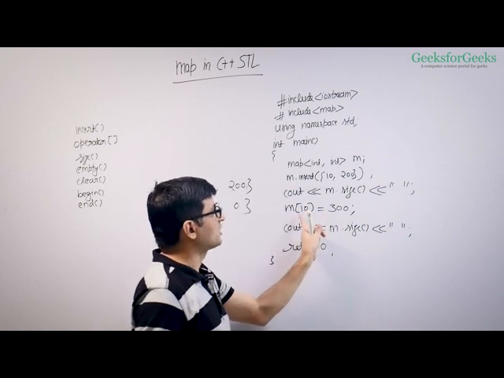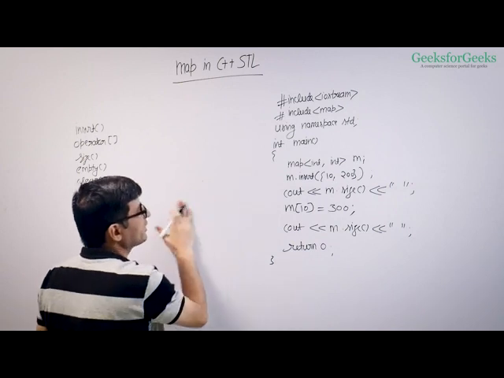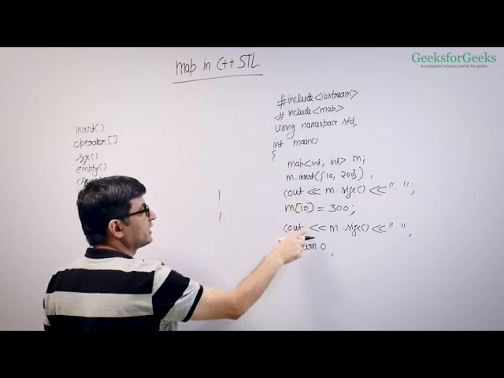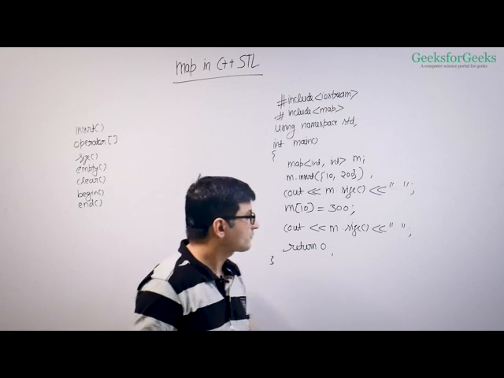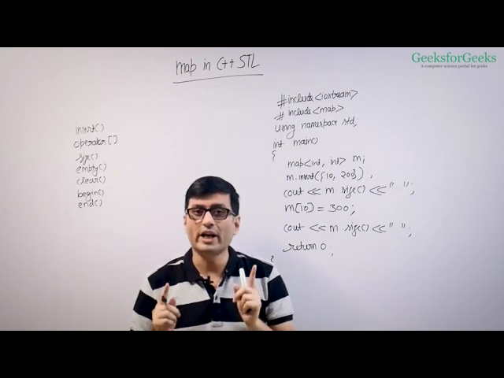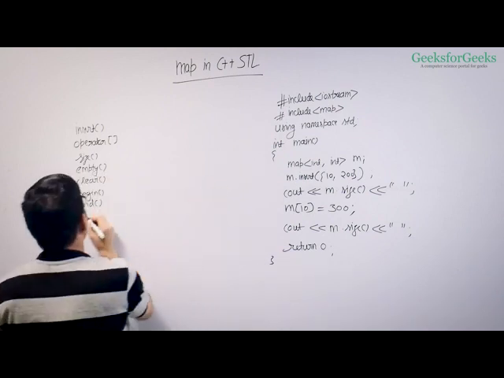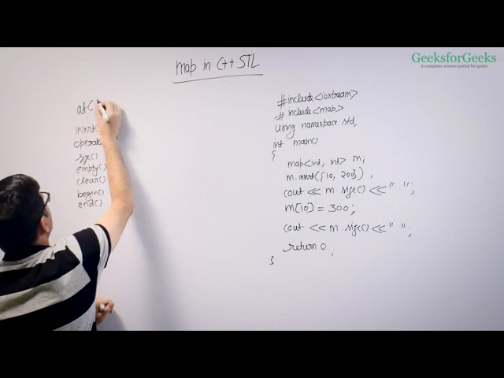So this value is updated from 200 to 300, and the output now is going to be 1 1. The first size is 1 and the second size is also 1. There is one more operator which is called the at operator. At is different, so let's talk about the at operator.